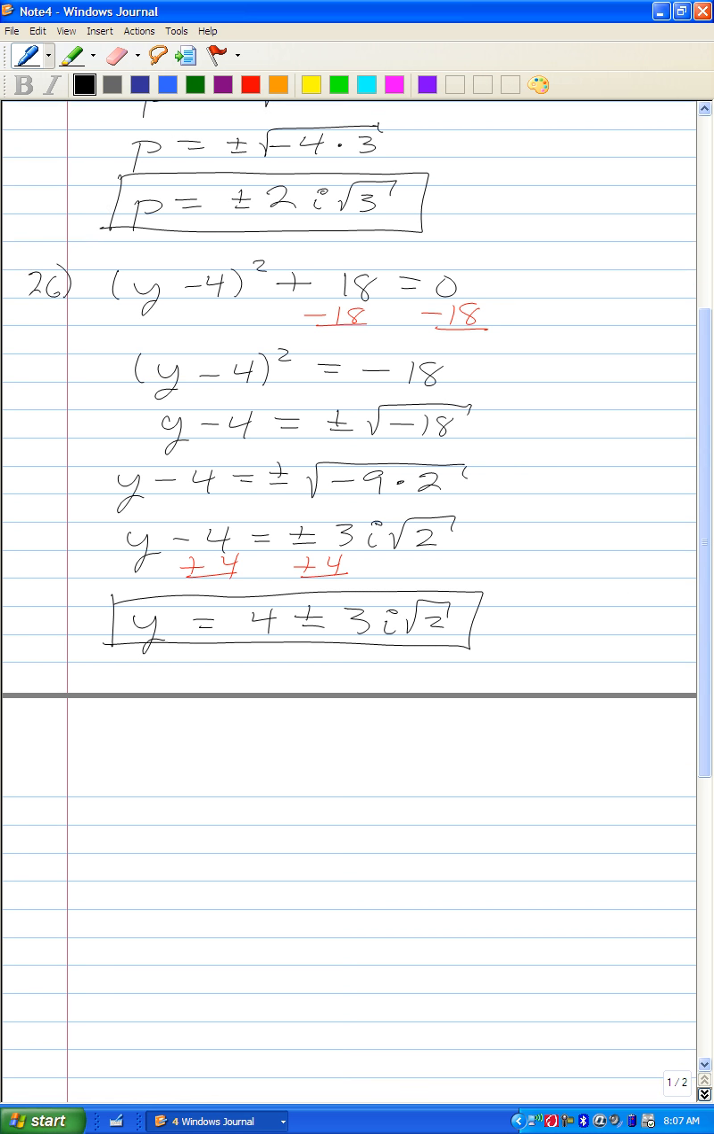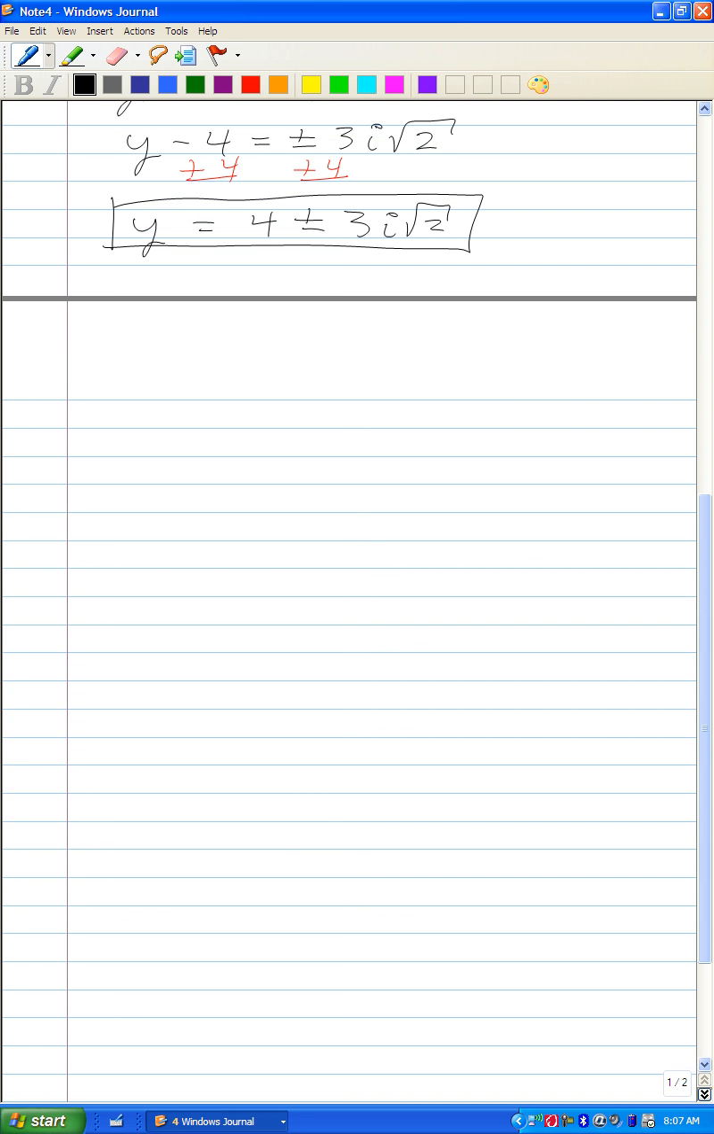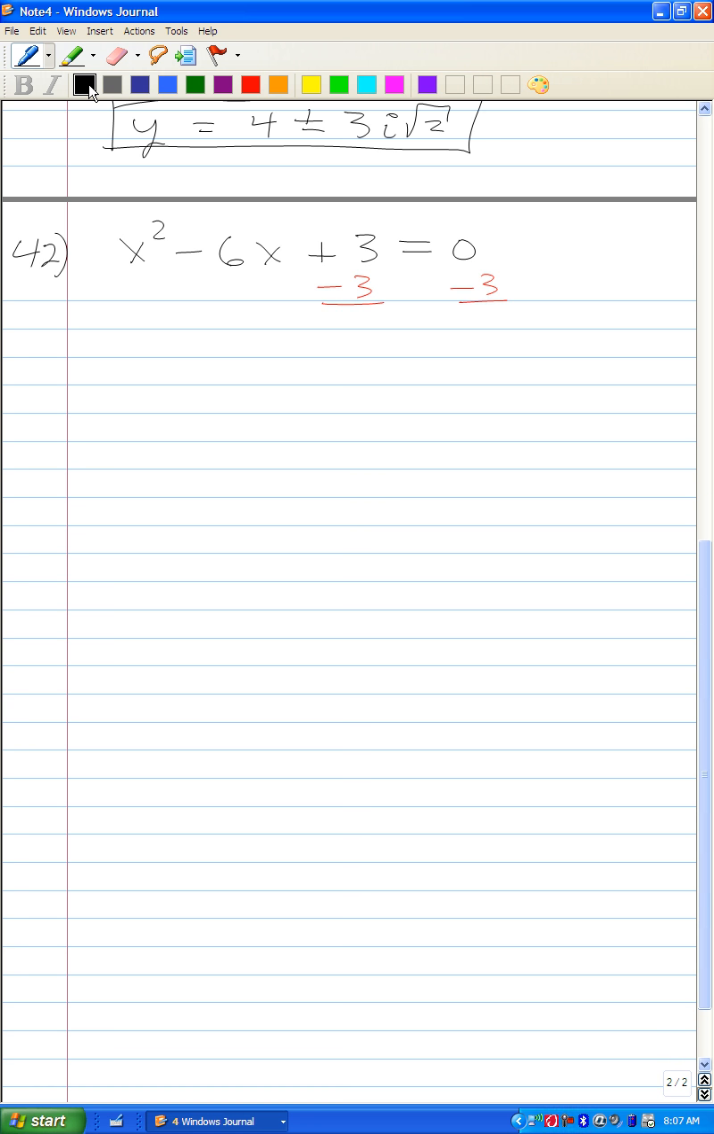Let me do problem number 42. Solve each equation by completing the square. x squared minus 6x plus 3 equals 0. Subtract 3 from both sides of your equation in order to have all x's on one side and no constant terms on the left side of the equation.